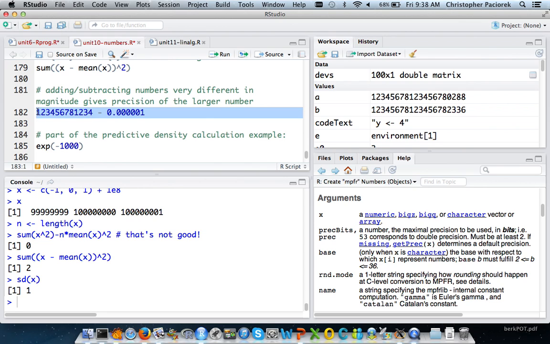Same thing if we do some sort of calculation like this. If I subtract that number, which is so much smaller than this number, I'm going to get back just the original number, because of the disparity in magnitude of the two numbers and the limited precision with which I can represent the larger one.